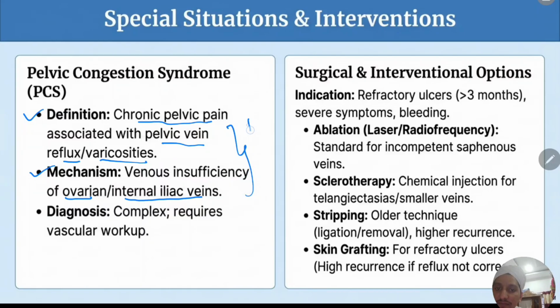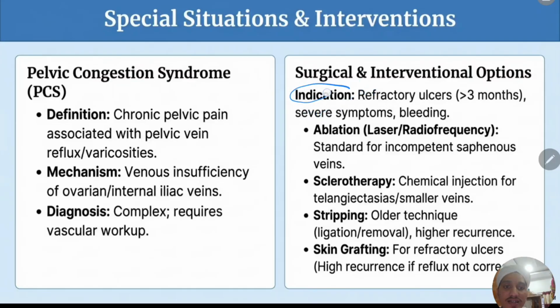This you see in multiparous women, meaning women who have had a greater number of deliveries, normal deliveries. Those multiparous women will develop this pelvic congestion syndrome. They will have varicosities on the vulva and thighs. Diagnosis is complex and requires a vascular workup. So these are the surgical interventions.